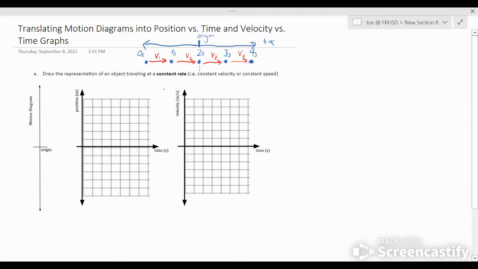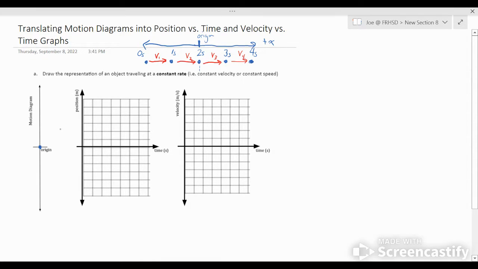Okay, so right now we're going to discuss how to translate motion diagrams into position versus time and velocity versus time graphs. So we have an object traveling at a constant rate. As you can see above, the position changes at regular distances for each second. The velocity arrows are constant and they're pointing to the right. So what I'm going to do is take this motion diagram and just draw it vertically.